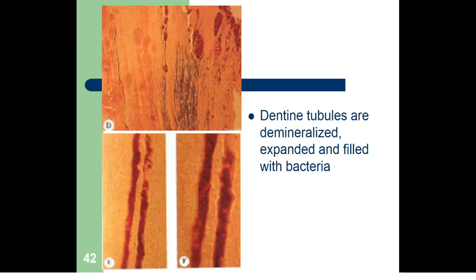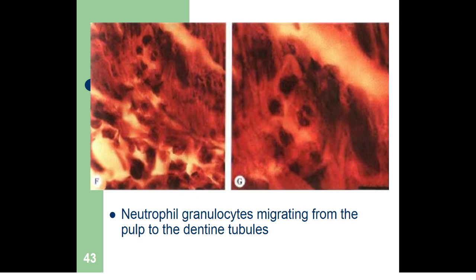This picture shows you dentin tubules. They are demineralized, expanded, and filled with bacteria. These dentin tubules are filled with microorganisms or bacteria. Neutrophil granulocytes migrating from the pulp to the dentin tubules.